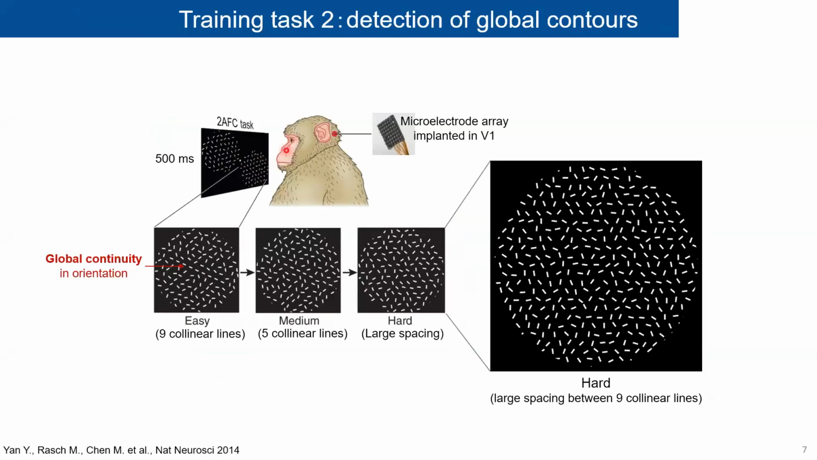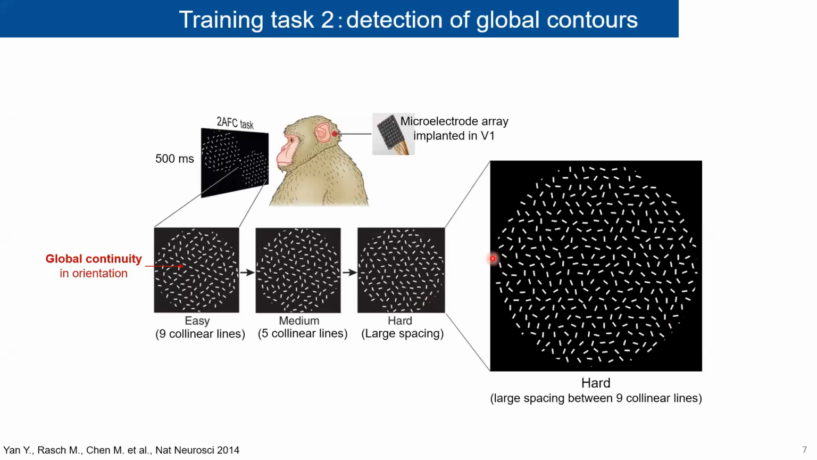So in the second training task of global contour detection, the task-relevant information is global continuity in orientation between the contour elements. The contour saliency was controlled by varying the number of collinear bars forming the contour, for example, 9 bars versus 5 bars, and by varying the spacing between the collinear bars. With a very large spacing between the collinear bars, the contour basically disappears.